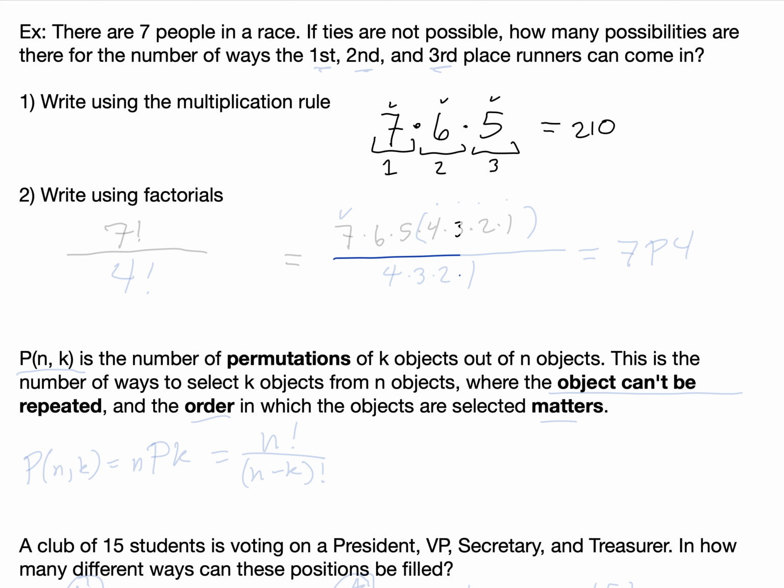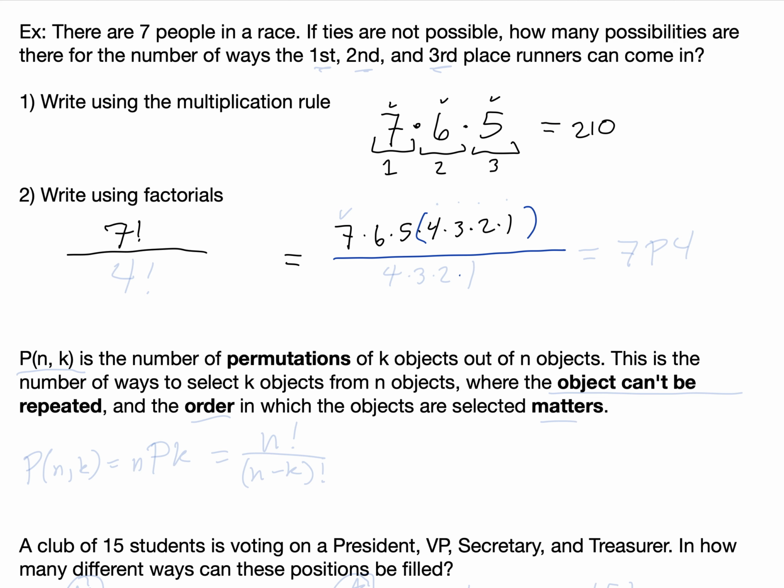Using factorials, okay, so we know that 7 factorial is the number of ways for these 7 runners to come in. 7 times 6 times 5 times 4 times 3 times 2 times 1. So that's 7 factorial, and that's kind of close to what we have over there, but not exactly, right? So there's this stuff that's extra, and this 4 times 3 times 2 times 1 is extra. So what does that correspond to?